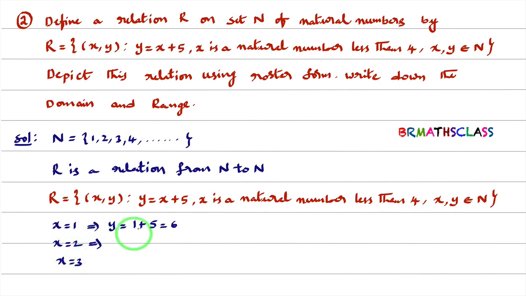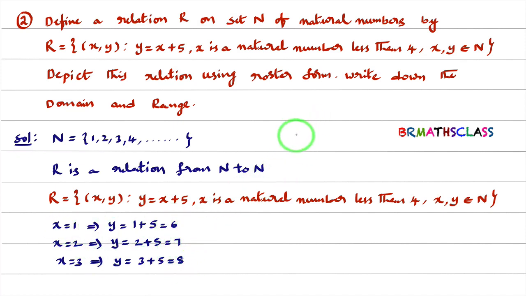So in place of x I'll write 2 in this equation. What y value will I get? It is 2 plus 5, which is 7. You can check that 7 is a natural number. Yes. Now in place of x I'll write 3 in this. So we'll see what y value we'll get. 3 plus 5 equal to 8. So with respect to x values, these are the y values.